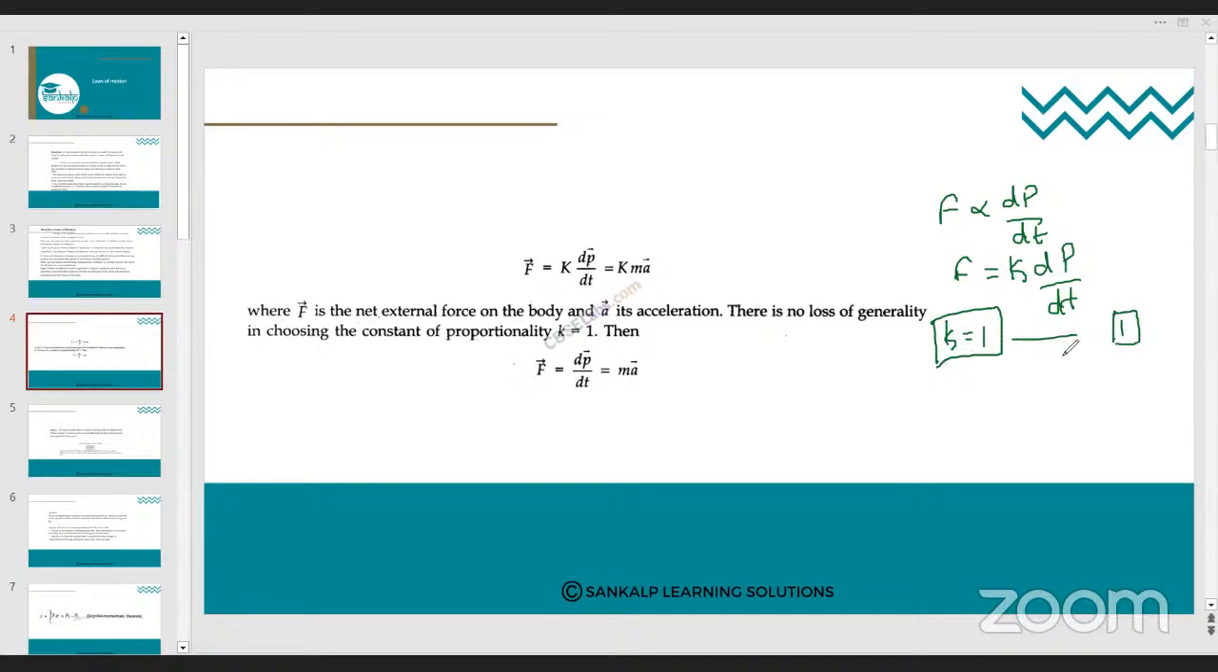So when you are writing your 11th board exam, remember, the substitution k is equal to 1 carries 1 mark. Therefore the equation becomes F is equal to, last we do the substitution. I am just randomly telling you the steps. Momentum is equal to mass into velocity upon dt.